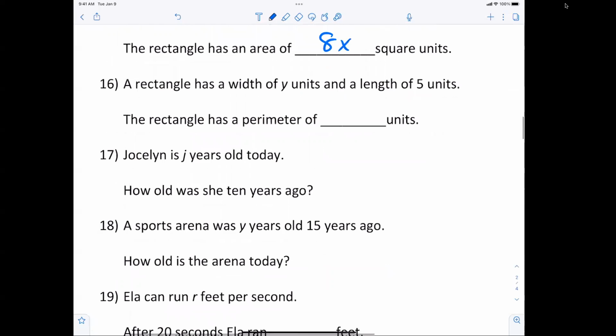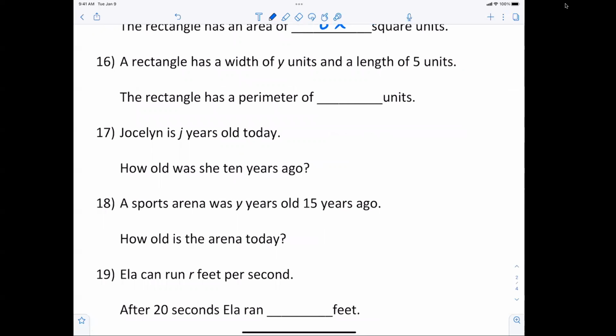Holland. Remember how to find perimeter? Yes, add all the sides. So how many Y's would there be? You are amazing, girl. That's correct. 2y plus 10. Anybody have any problem with that? Anybody have a problem with that? You good? I'm pretty happy, right?